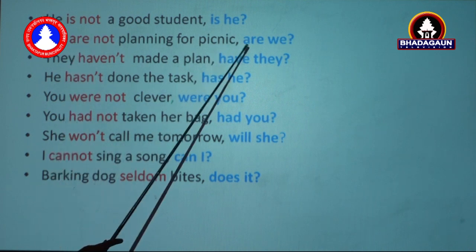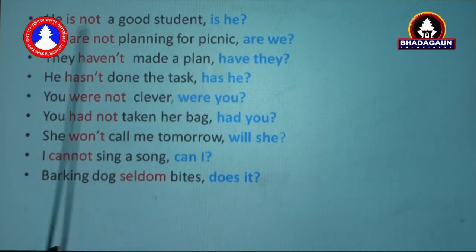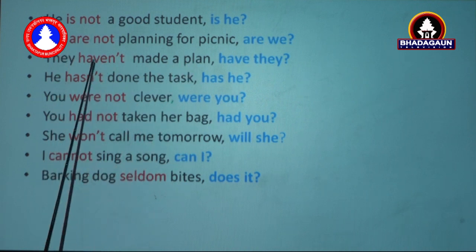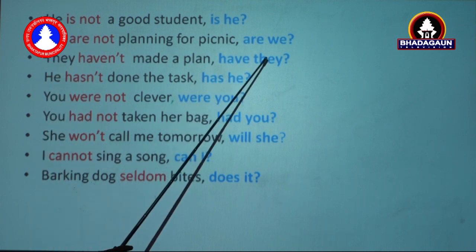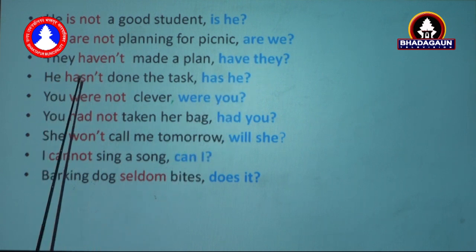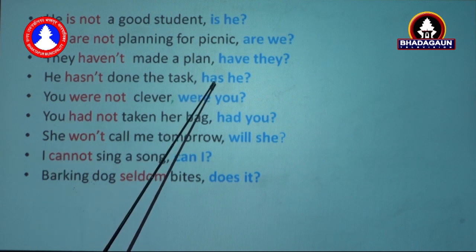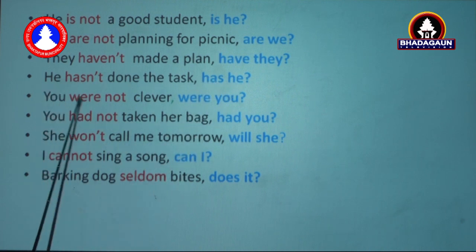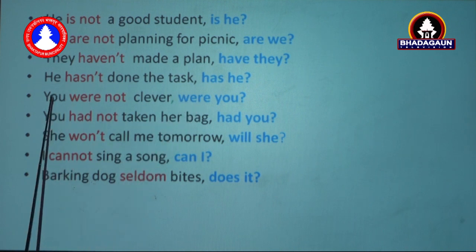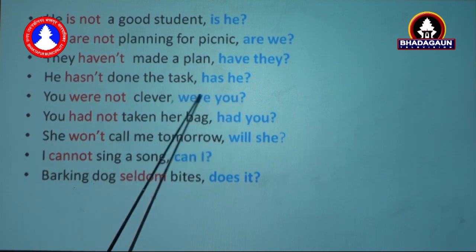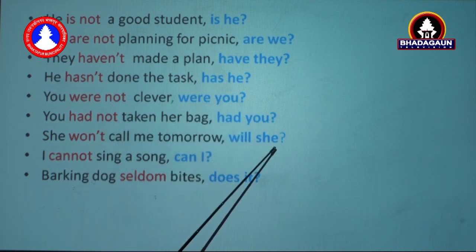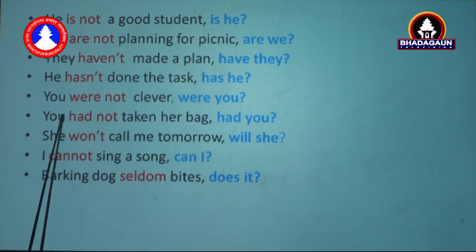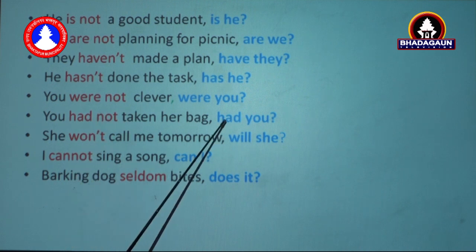In the same way, we are not planning for a picnic. Are is the auxiliary verb used here and we the pronoun. They haven't made a plan. Have is the same auxiliary verb, and the pronoun they, so have they. Has, the same auxiliary verb, and he. We were not: were is the auxiliary verb and we the pronoun. So this is the combination of auxiliary verb and pronoun every time. Had is the auxiliary verb, you. So statement negative, tag positive: had you.